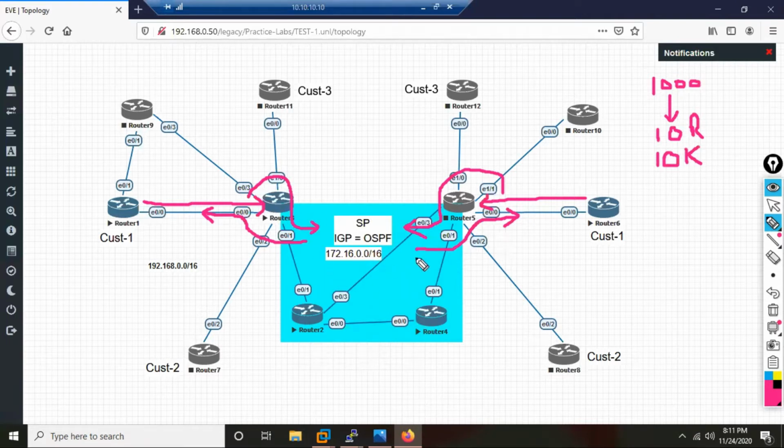Can OSPF handle such a large number of routes? Maybe yes. Okay, let's say OSPF handles 10,000 routes. Tomorrow, the service provider becomes popular. They have 10,000 customers, and now possibly each customer has maybe 100 routes. Then what happens? How many routes will there be now to exchange? 10,000 times 100. Just imagine.